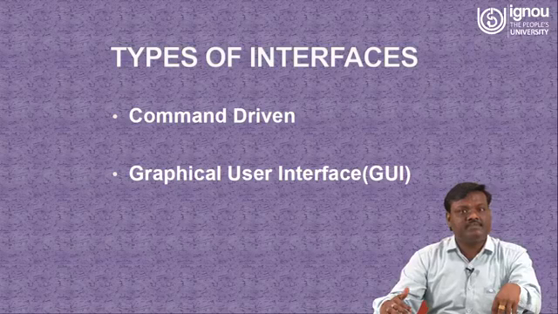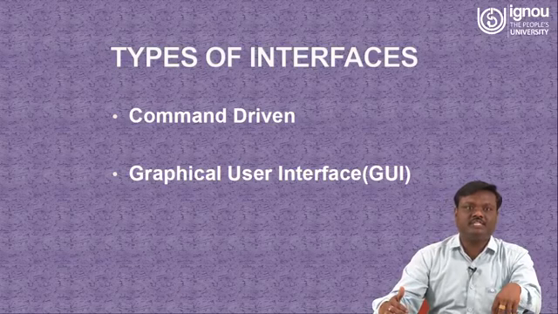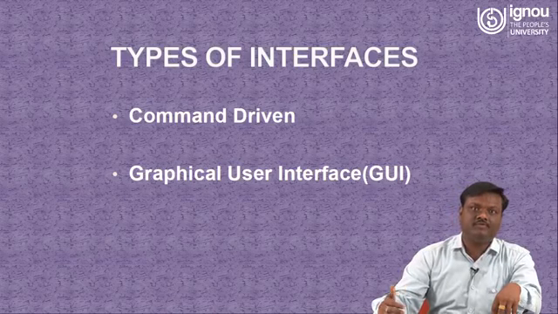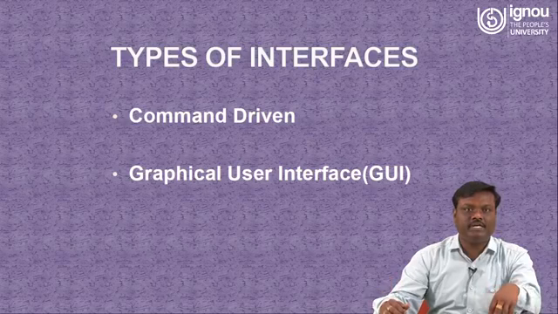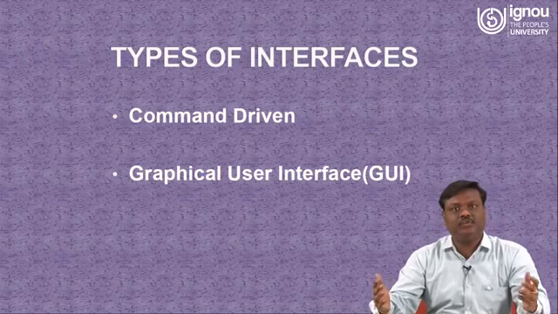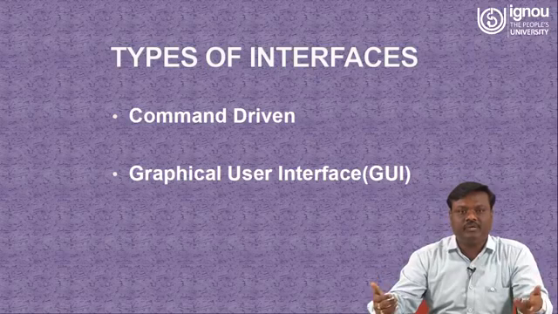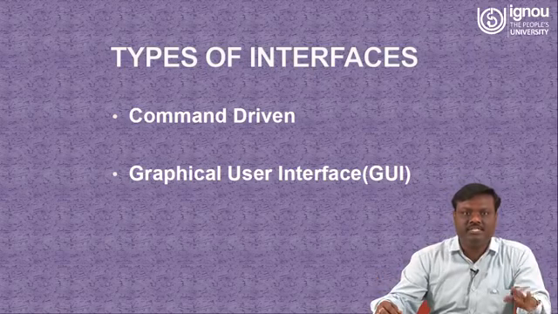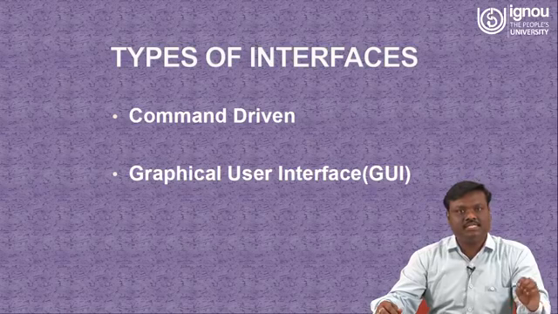The next type of interface is the graphical user interface. Here everything comes in the form of a graphical icon, or a text box, a label, or in the form of folders, or a multi-line text box. Likewise, there are several graphical components available, and we will be working with them, and that interface is very easy for the users. That is the reason why Windows became very popular.